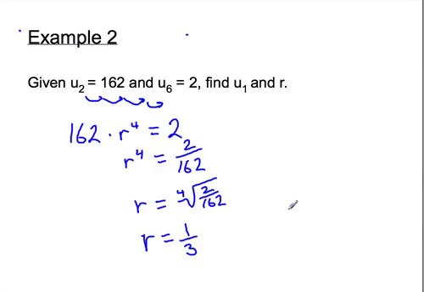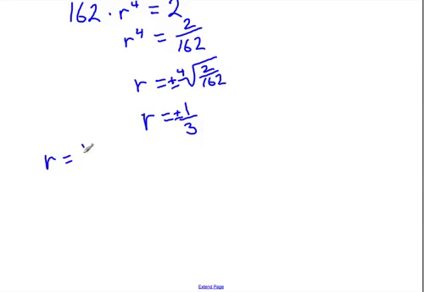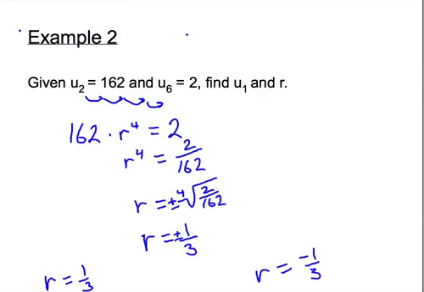Okay? Now, here you have to be careful. If we have an even power or an even root, then we can have a positive or a negative answer. So actually we can have a positive or negative 1/3. We can have either case, and that means we have two possibilities. The first possibility is r equals 1/3. The second possibility is r equals negative 1/3. And we're going to possibly have two different u sub 1 values.